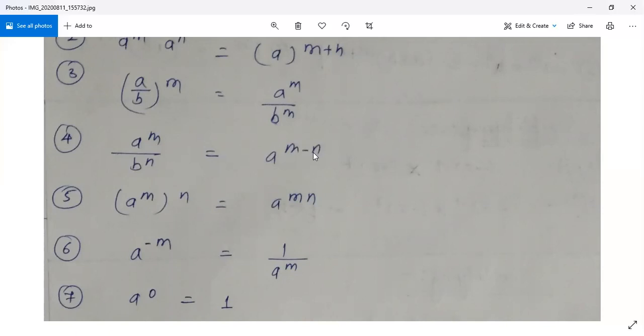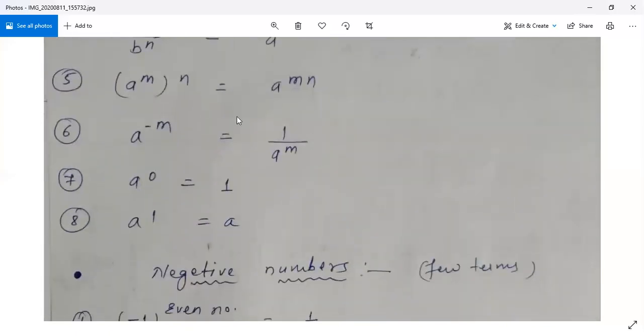Okay. Then the next formula is a to the power m whole to the power n. In this case, we multiply both of the powers. So you will write this formula as a to the power m into n.